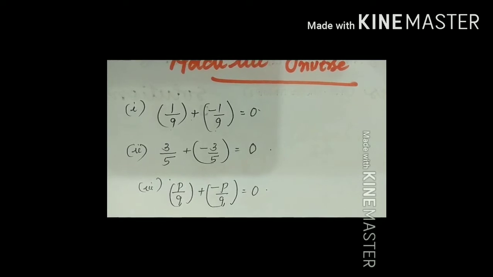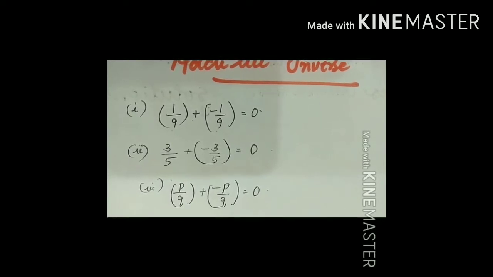Next we have learned additive identity. So 0 is the additive identity. Then finally we have learned additive inverse. That means for every rational number p by q, there will be an additive inverse which is minus p by q, so that p by q plus minus p by q is equal to 0.